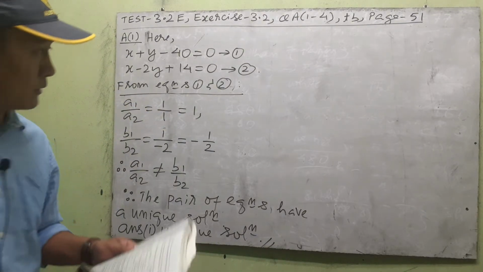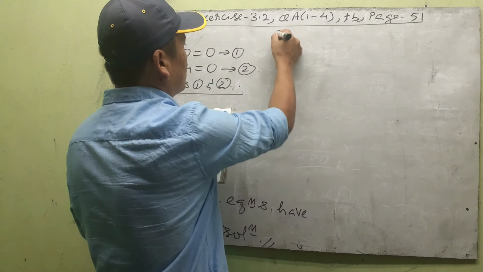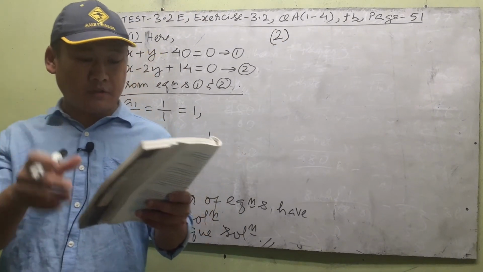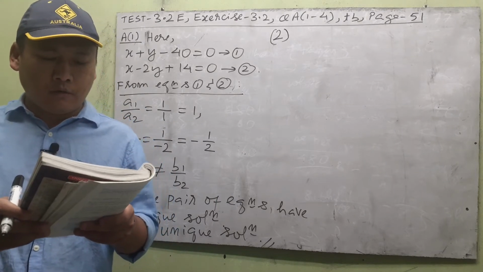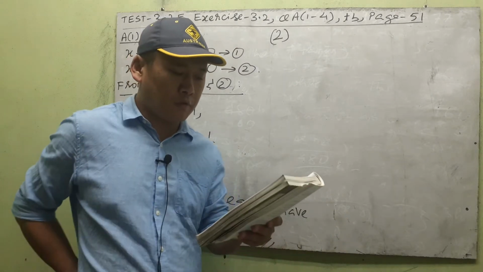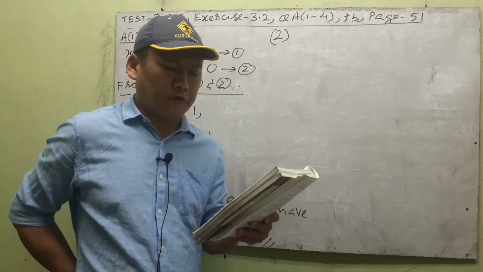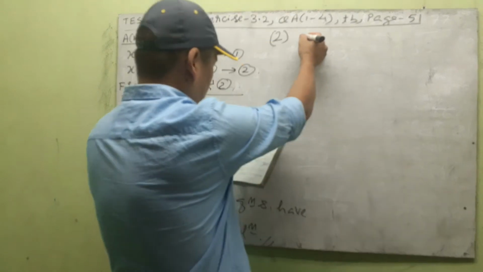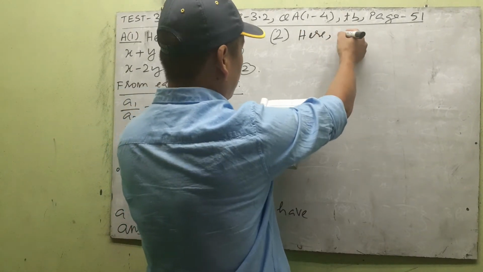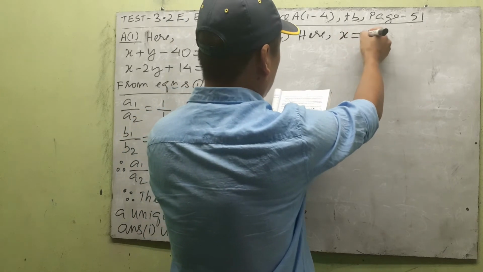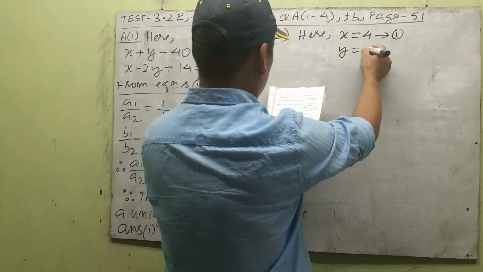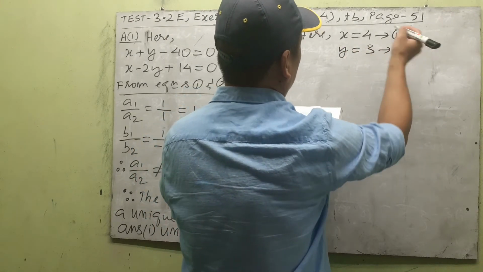Okay, then next one, number 2, A2. The pair of equations x equal to 4 and y equal to 3 graphically represent lines which are coincident, parallel, intersecting at point 3, 4, intersecting at the point 4, 3. So we need to write the equation we have here very clearly. X equal to 4. Let's put this one as equation 1. Y equal to 3. Let us put this as equation 2.